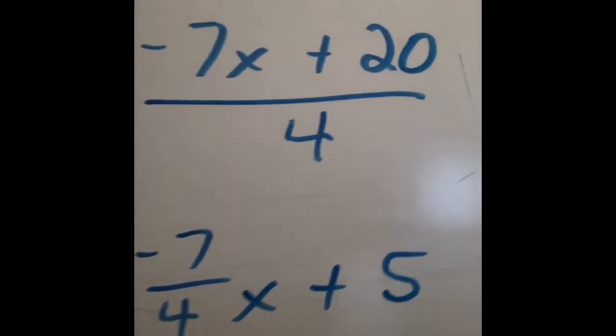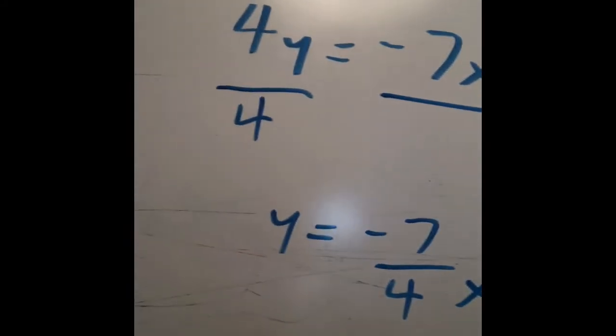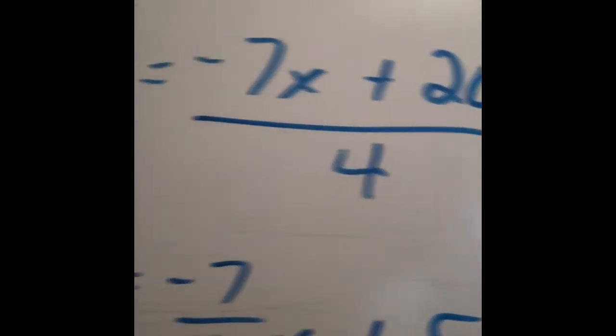Of course, 4y is 4 multiplied by y, so divide by 4. Y equals negative 7 over 4x plus 5. And there's my equation, and there's my slope, negative 7 over 4. So I have my slope. Negative 7 over 4 is the slope that I needed.